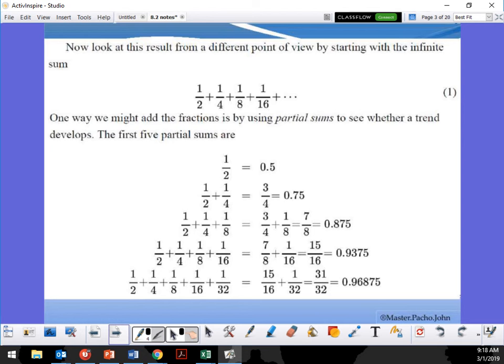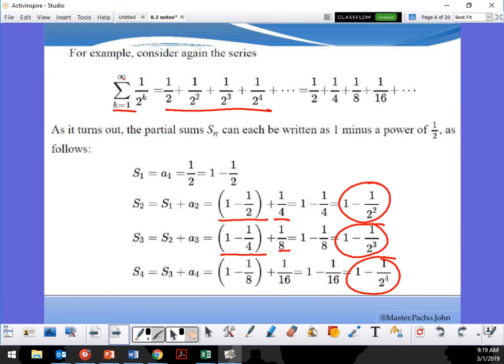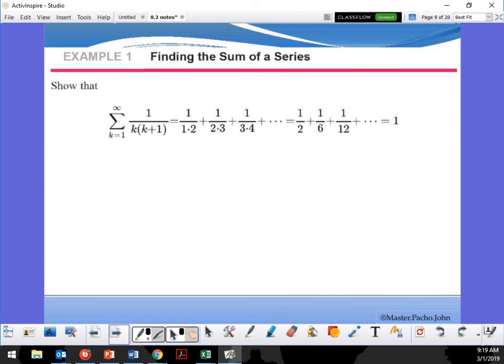Okay, that's the concept. Now, what I did mathematically here is I broke it up into parts because I have more than one variable here. I have a k here and a k there.